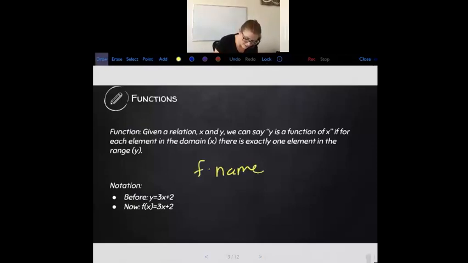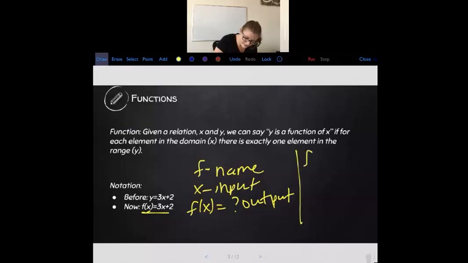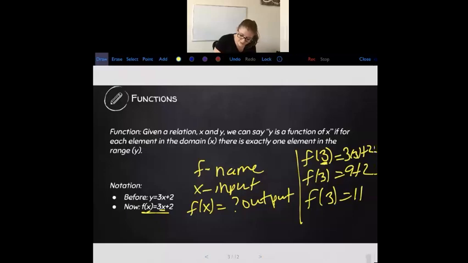It's what it's called. x is your input, so you put in an x value, and then what you get out when you evaluate that is your output. So for instance, with this function, if I wanted to find, let's say, f of 3, 3 is my input, so I put in 3 everywhere I see an x. f of 3 equals 9 plus 2. f of 3 equals 11. So 3 is my input, 11 is my output. Or another way to think of it is your input is your x and your output is your y value, which might come in handy when we're looking at graphs.